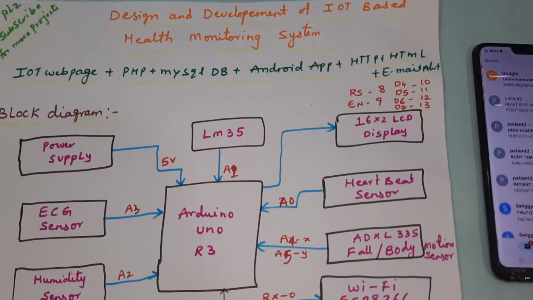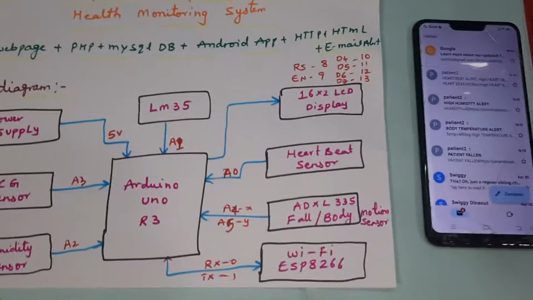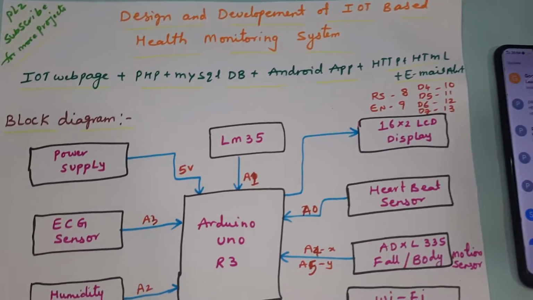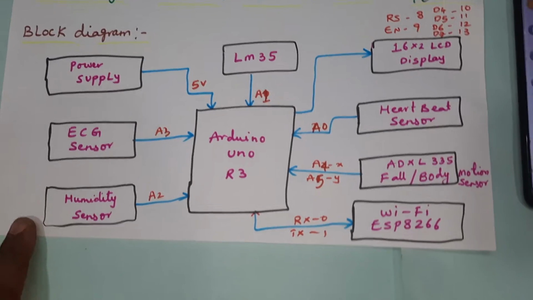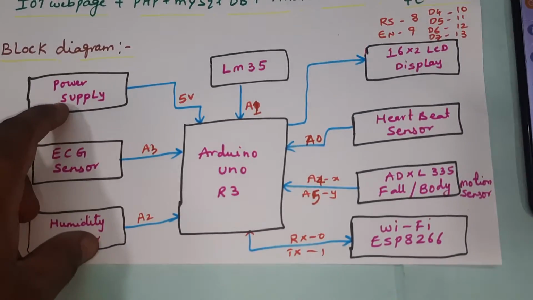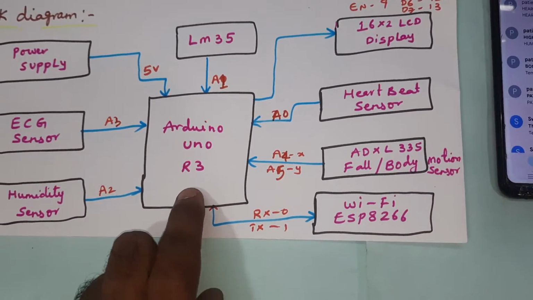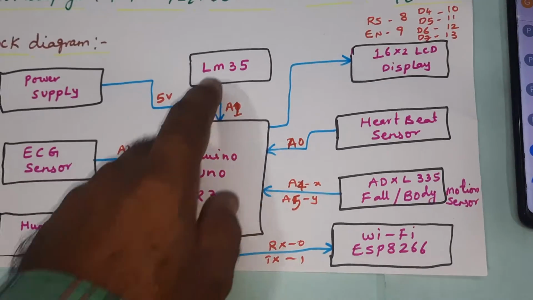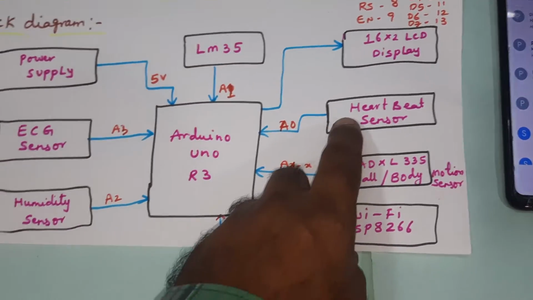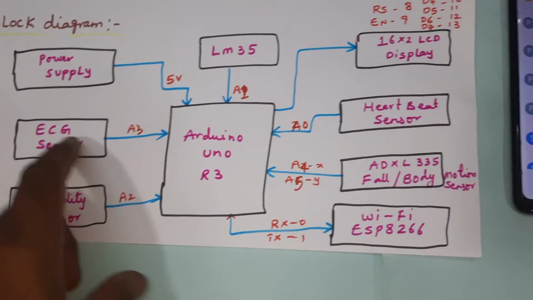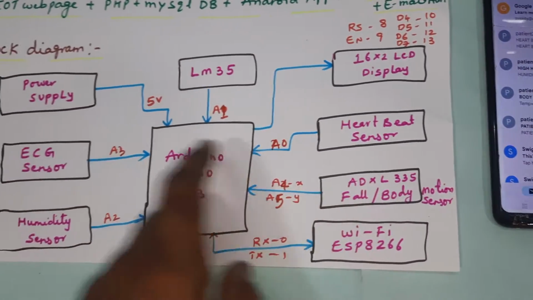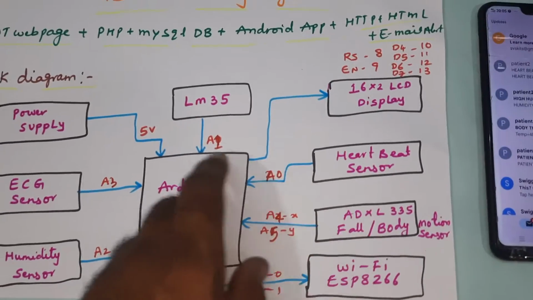The project title is Design and Development of IoT based health monitoring system, or real-time patient health monitoring system using Arduino and Android app. So, power supply, Arduino Uno R3 board, and we are using the LM35 temperature sensor, heartbeat sensor, humidity sensor, ECG sensor, and fault detection sensor. Total 5 sensors we are using.